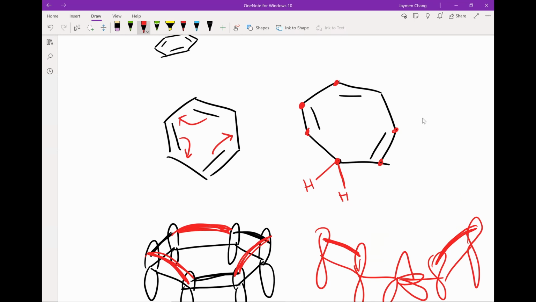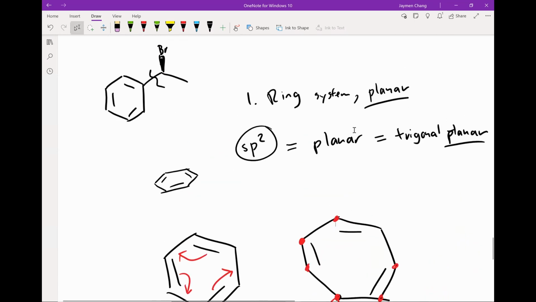And then lastly, the last rule. So this is rule 2. This is conjugated. And the last rule is Huckel's rule, or 4n plus 2 pi electrons. 4n plus 2 pi electrons.